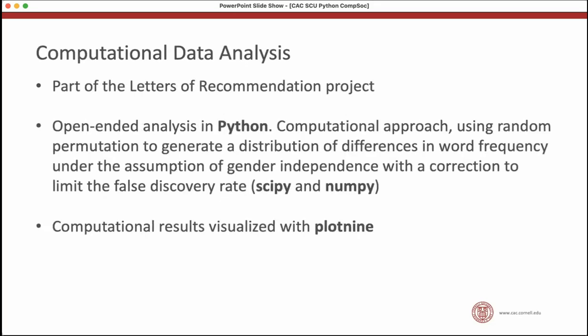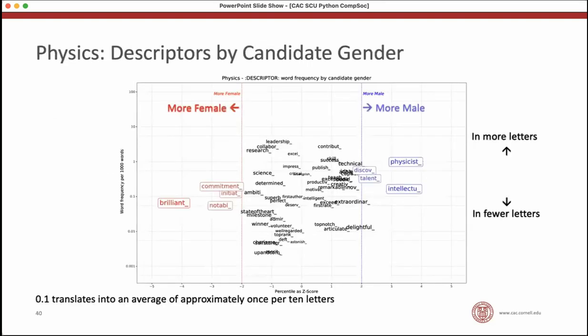Part of my role in this was to do a computational analysis. I was looking at open-ended analysis of the text. It was a computational approach. I used SciPy and NumPy to do a permutation-based simulation approach to see which words stood out as being particularly different between genders, and also to apply a correction for false discovery rate, which is something you have to do if you're doing 30,000 comparisons. And the results I visualized with plotnine.